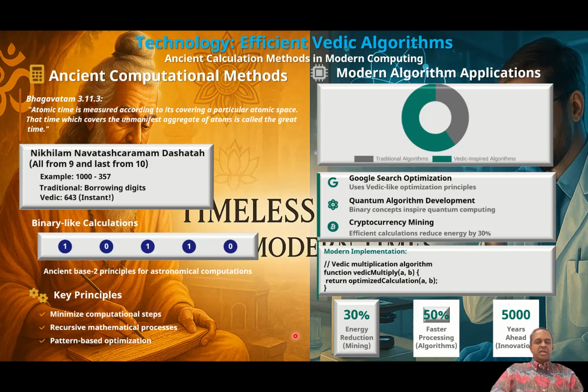Okay. These efficiency improvements aren't just theoretical, they translate to millions of dollars in savings and significant environmental benefits when applied at scale.